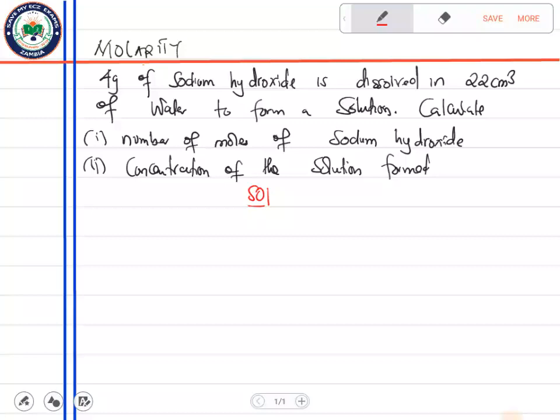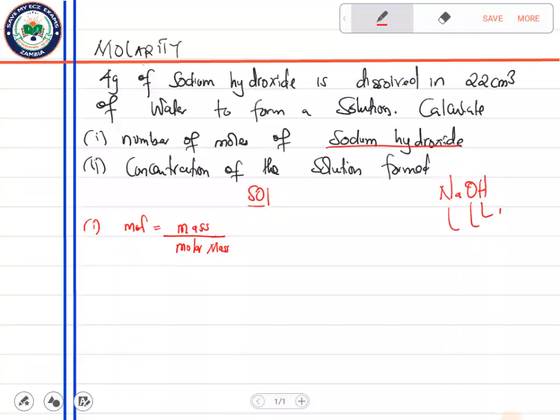Here's the one thing that we need to know. To find the number of moles, we need the mass, and also the molar mass of that compound or element. So now we are talking about sodium hydroxide here. Follow me here. We find the molar mass, which is the relative molecular mass, just the same, and the only difference is the units.